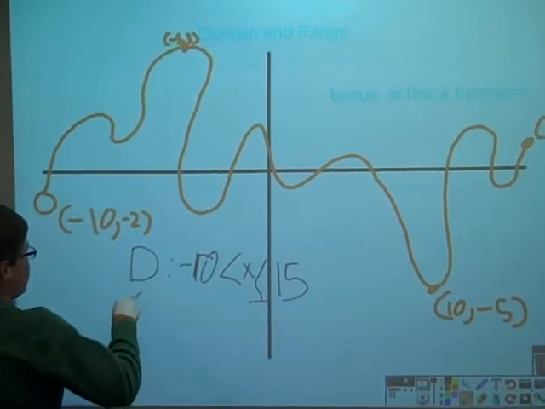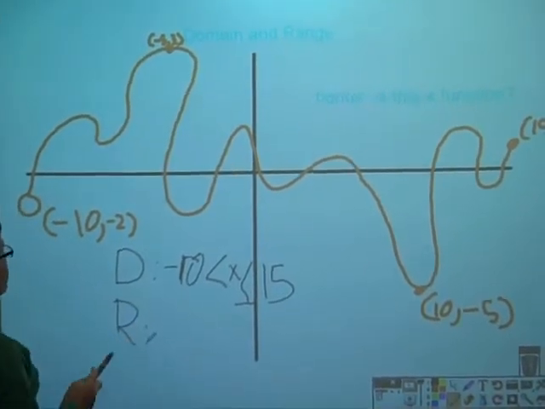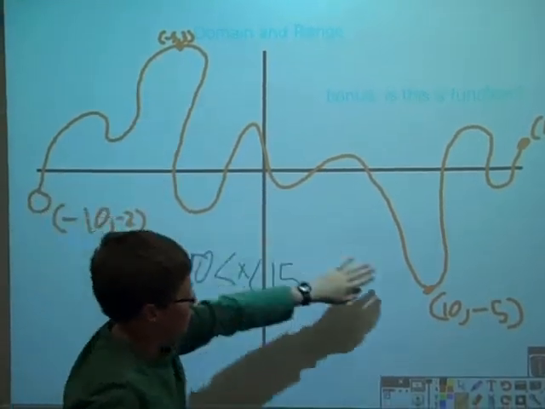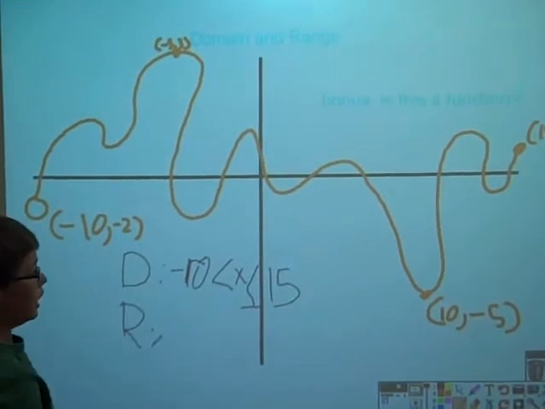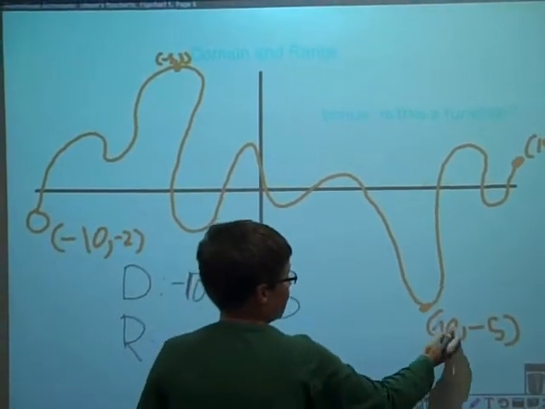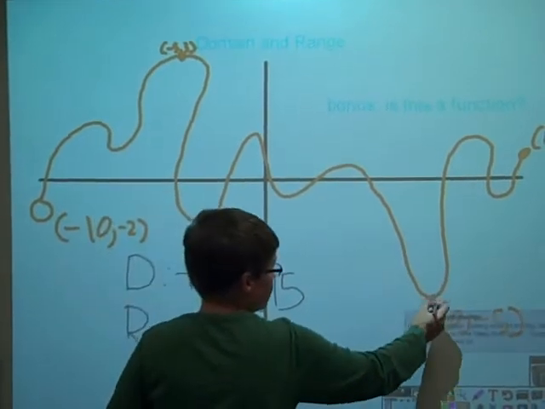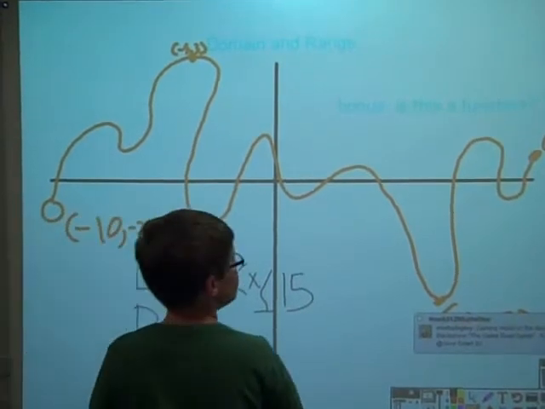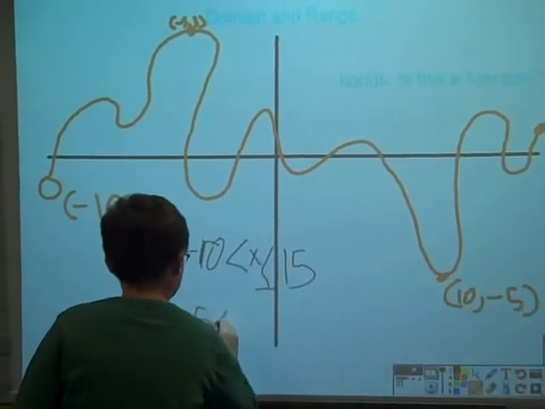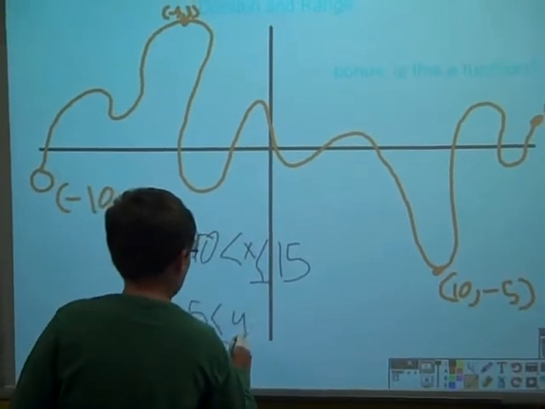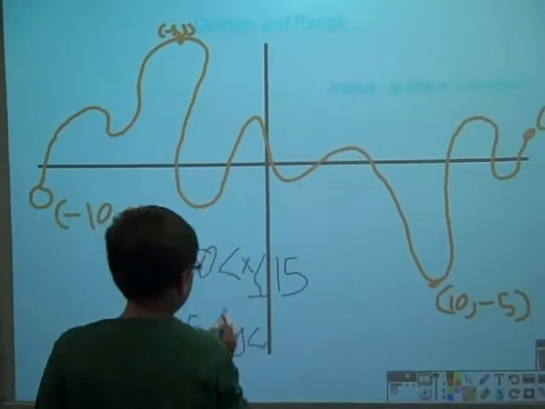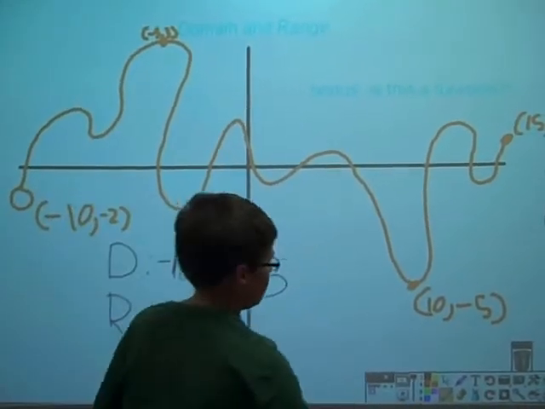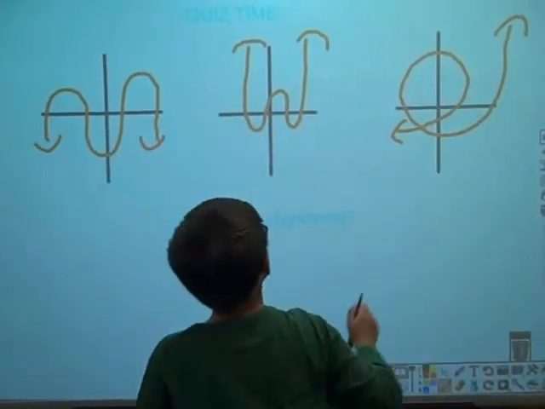So let's do the same thing for range. Domain is pretty much the same thing as range, except for range we're looking at y values. So let's quickly go through this. -5, and that point is closed. So -5 is less than or equal to y is less than or equal to 3. There we go, we have our range. So let's go on to our next slide.